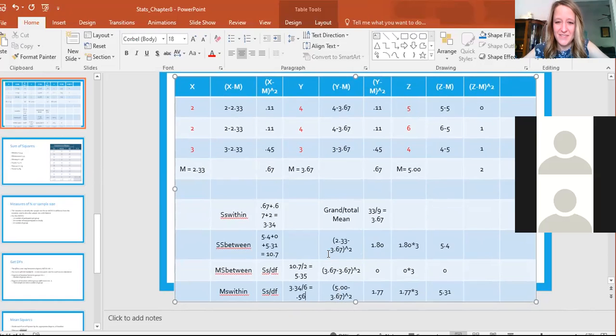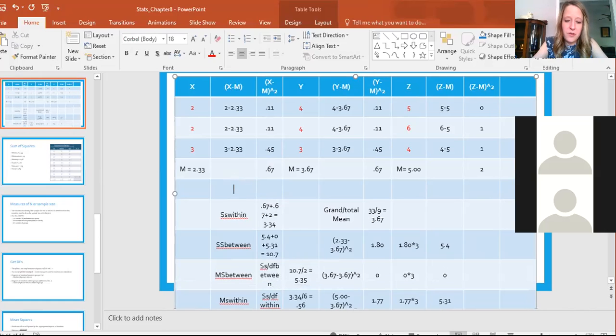Yes, I have a question. Whenever you said the sum of squares divided by degrees of freedom, 3.34 divided by 6, 6 is the degrees of freedom as well. Yeah, so the 6 is the degrees of freedom error, or the degrees of freedom within groups. And then this one is the degrees of freedom between.